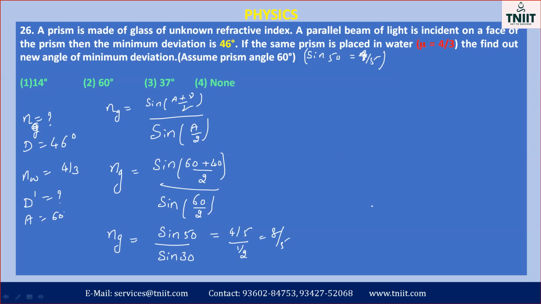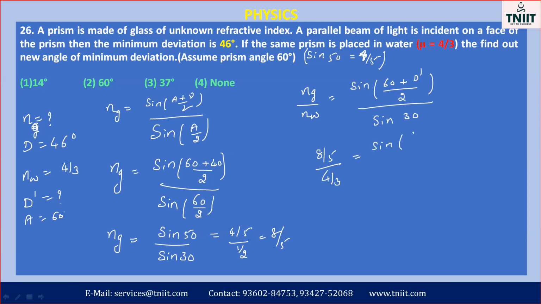Now, when it is immersed in water, it will become the refractive index of glass with respect to the refractive index of water, because the surrounding is not air now, it is water. So it will be sine of (A plus D dash)/2, A is how much? 60. Here you are getting a different minimum deviation, D dash, divided by sine of A/2, that is 30. So Ng is 8 by 5. This is 4 by 3.